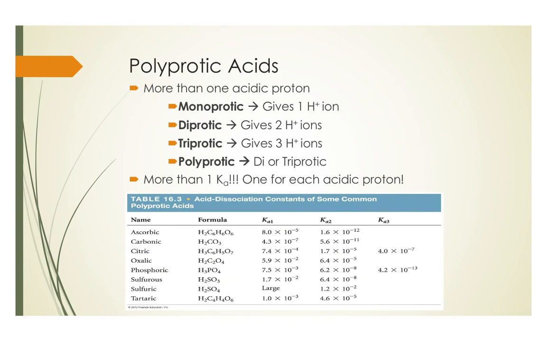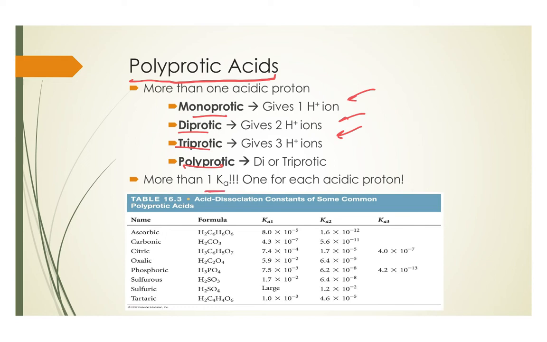All right, so one interesting situation that happens with weak acids is when you have polyprotic acids. We've talked about these before. A monoprotic acid gives off one hydrogen ion, diprotic 2, triprotic 3. We refer to polyprotic as anything that is di or triprotic. Because they give off hydrogens, they don't all go off at the exact same time. You remove one, then a second, then a third.